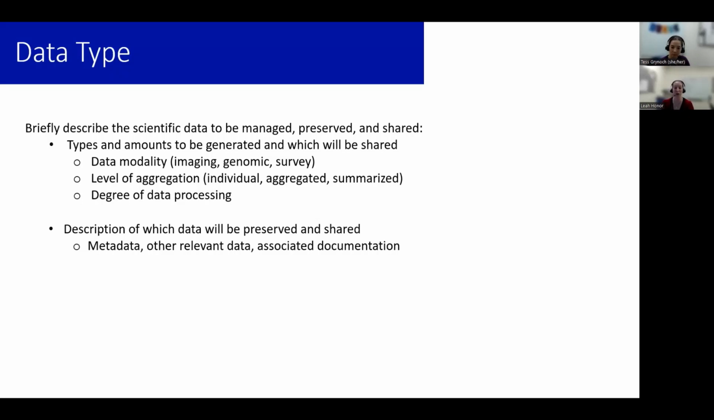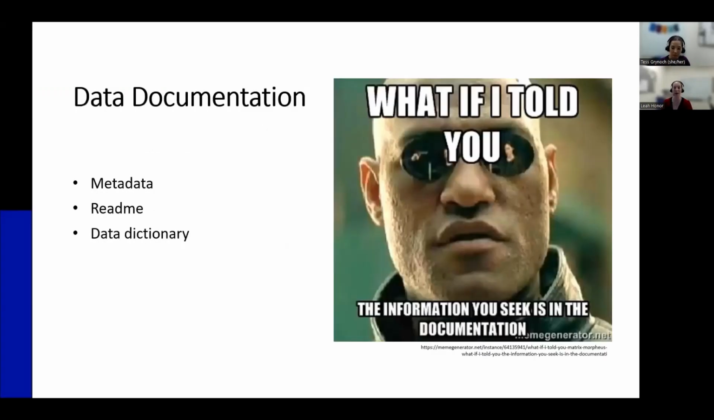There should be a brief description of the metadata, which is the data about your data, and any associated documentation that will be shared, such as study protocols that might also be made available. What type of documentation might you want to include when you share your data? Some possibilities are a metadata schema, a Readme, or a data dictionary.